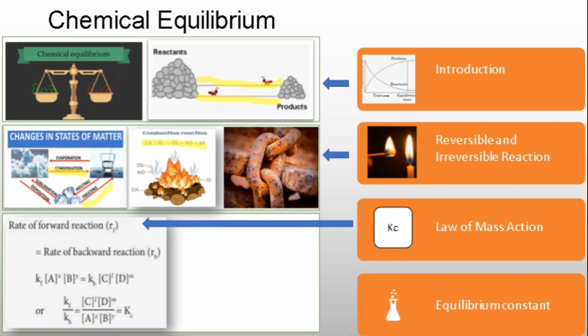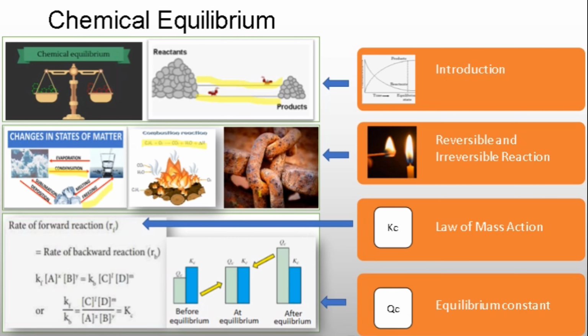Now the equilibrium quotient Qc. Qc is also very important, as it identifies the extent and direction of the reaction. If Qc is equal to Kc, it means the reaction is at equilibrium. If Qc is less than Kc, it means the reaction will go in the forward direction, with the arrow showing downward to upward.